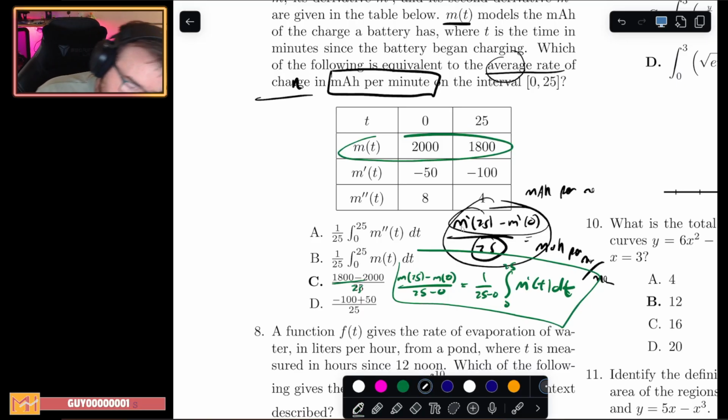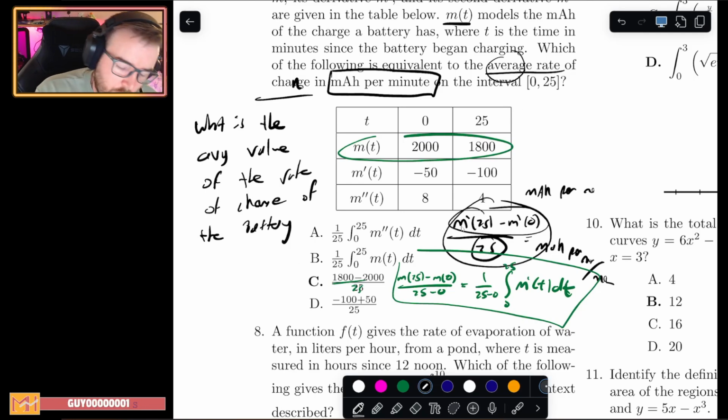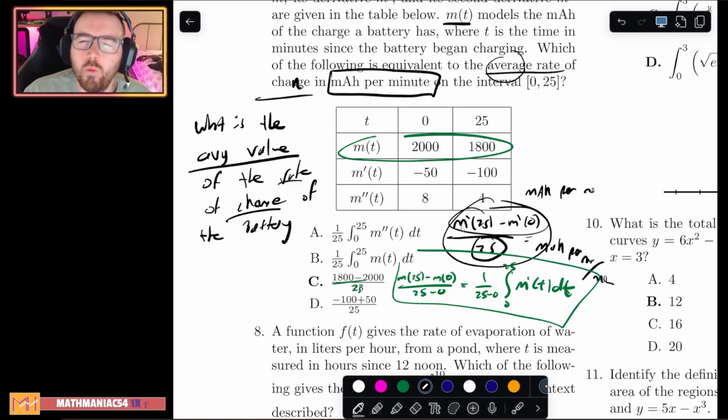This question could have said, what is the average value of the rate of change of the battery. We're finding the average value of the rate of change. But that's just kind of wordy. What we're going to say instead is, what is the average rate of change? We don't need this extra value of the rate. We can just glue the thoughts together and just say average rate of change.